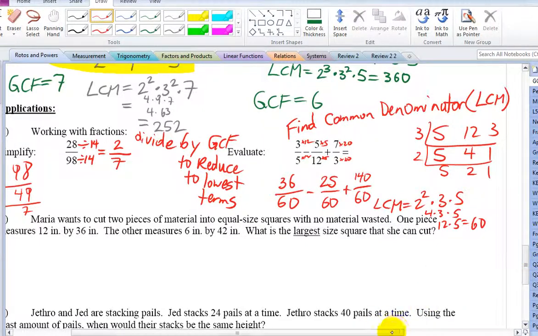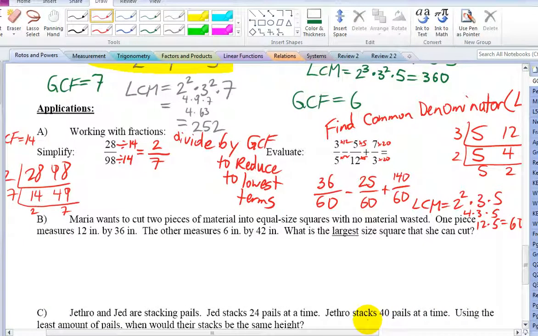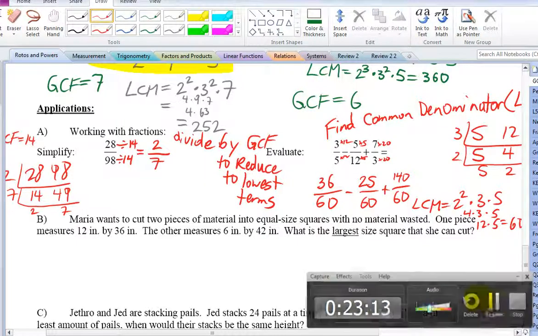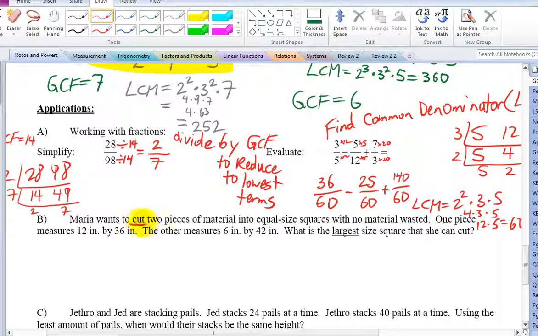Okay. Next one. Read the word problem, underline the important information. Go. Okay, so first of all, she's cutting the material. So you think she's going to have a number larger or smaller than what she started with? Smaller. Okay. Now she's cutting it, but she wants to know what's the largest size of these smaller pieces. So that's GCF. So what you're doing is you're finding your GCF. There's one material that's 12 by 36, the other 6 by 42. So we got 6, 12, 36, 42.